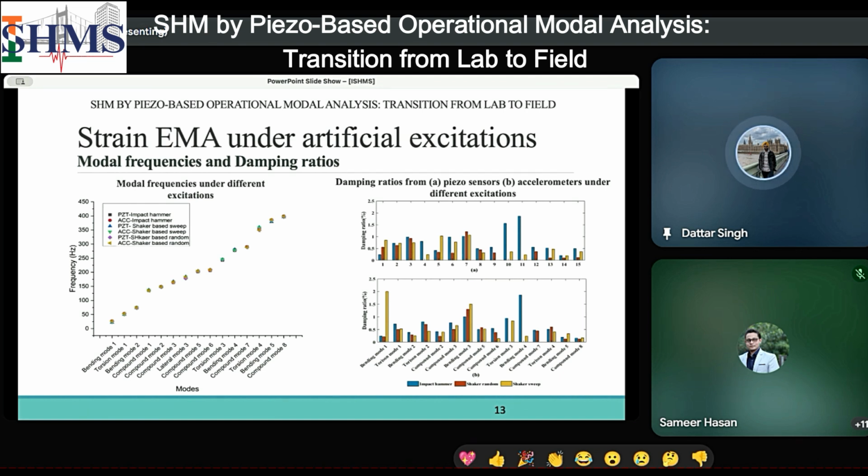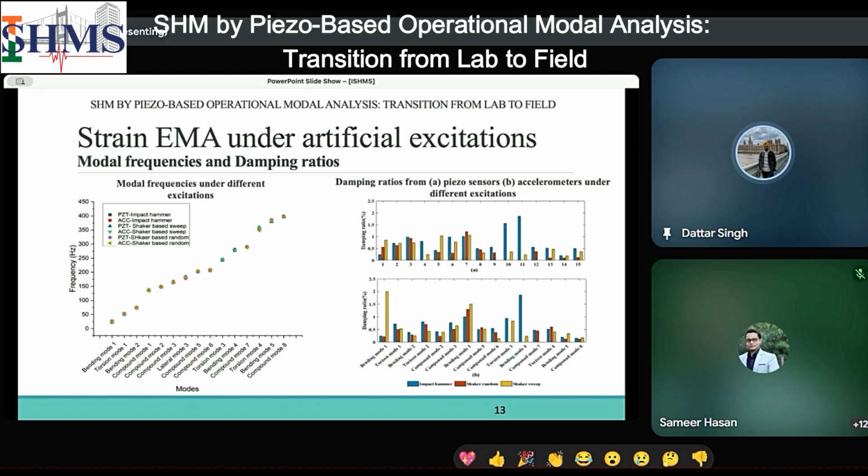Now, correlating the modal frequency and damping ratios from different excitations and both the sensors, that is strain based and acceleration based measurements. Talking about modal frequency, we can see that modal frequencies from all the 6 cases, that is under 3 different excitations and 2 different types of sensors, are very well correlated, and they all overlap in the frequency domain plot, indicating a very good correlation between the frequencies. But that good correlation is not observed in the damping ratios.